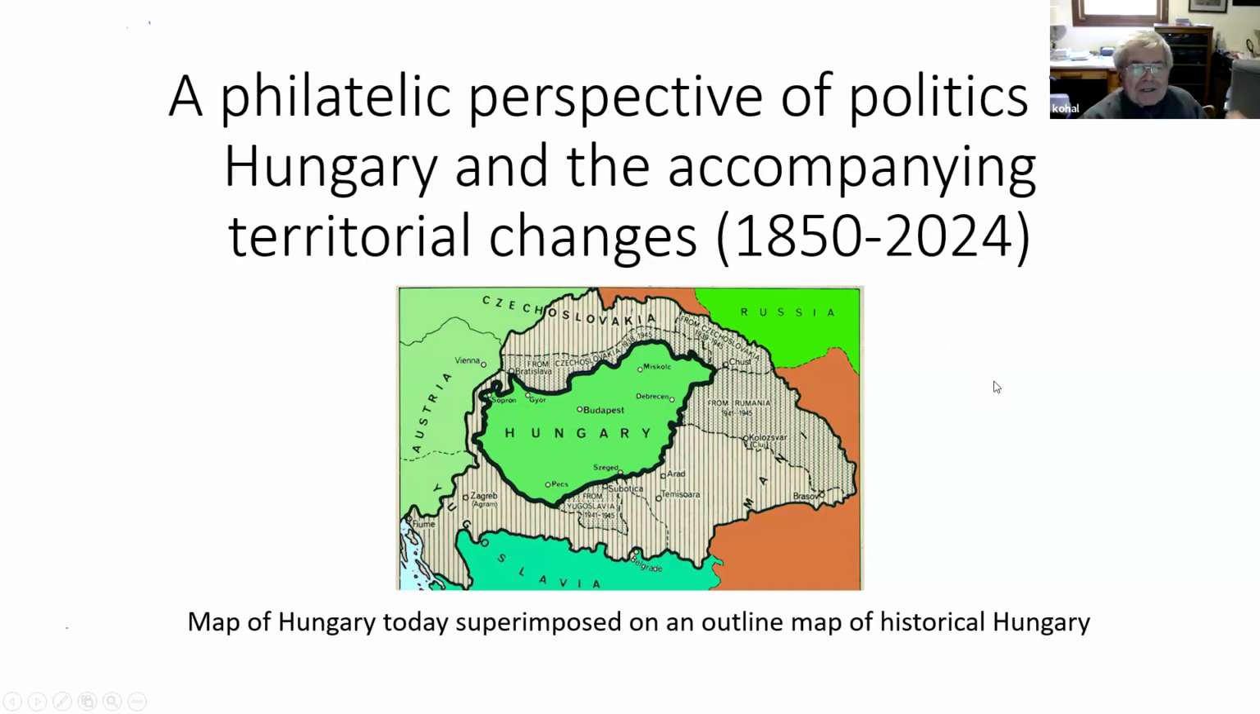All right. Well, basically, what I tried to do is to go through a philatelic perspective of the territorial changes during the postage stamp era from 1850 to today, and how the politics affected all of this. So basically, we have an outline map of historical Hungary and how it shrunk down to today's Hungary. And there are some subsections in there that involve the territorial changes of the next 150 years.